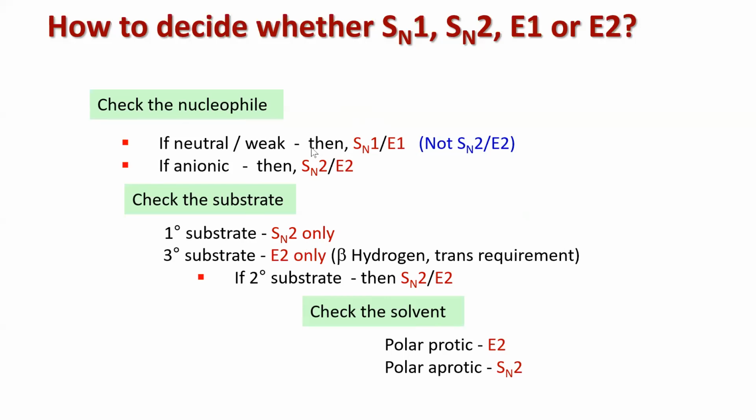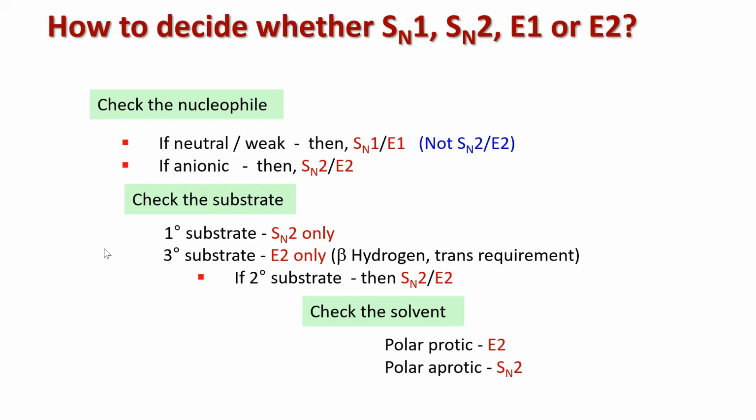Neutral and weak nucleophile, maybe water, methanol, ethanol, or some other weak neutral molecule. It is not going to be SN2 or E2 if the nucleophile is neutral and weak. If it is anionic, then it can be SN2 or E2, right? So remember, neutral and weak, SN1 or E1. If it is anionic, SN2 or E2. And then next, check the substrate.